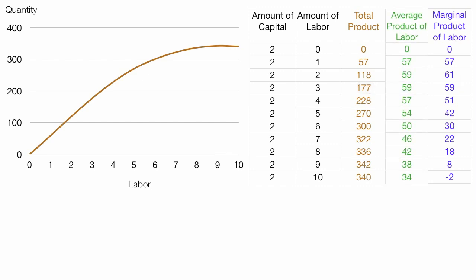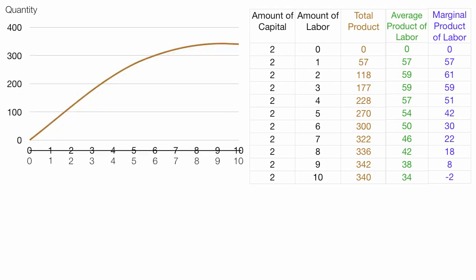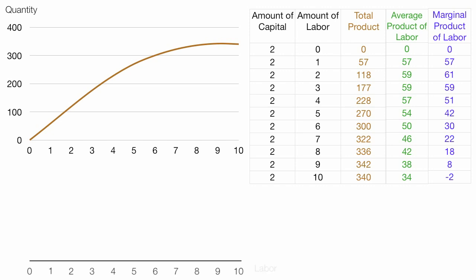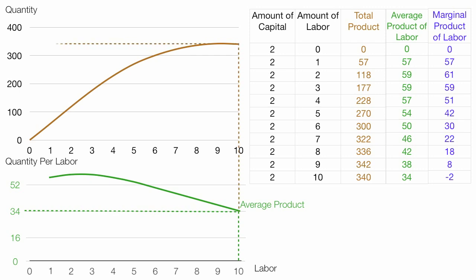So now I'm going to take the labor axis and I'm going to push that down. Let me slide that down a little bit. Labor. There it is right there. Along the y-axis, so the vertical axis, I have quantity per labor. And I can plot my average product of labor on this graph right there. That's average product of labor. At 10 labor units, my average product of labor is 34. If I continue on up, my total quantity produced at that level is 340. So on the table, I have 10 labor units, total product is 340, average product of labor is 34.